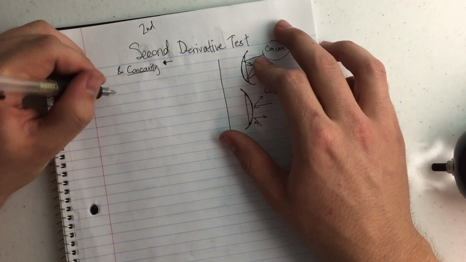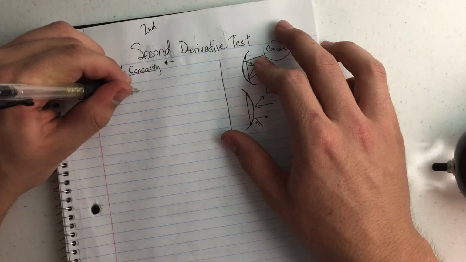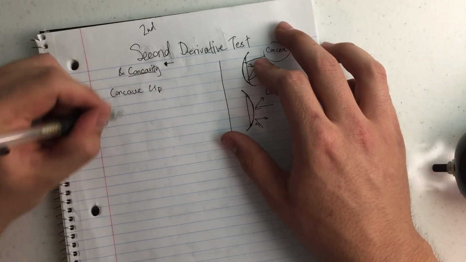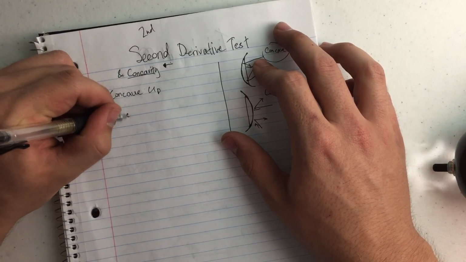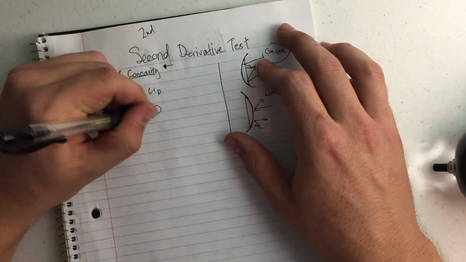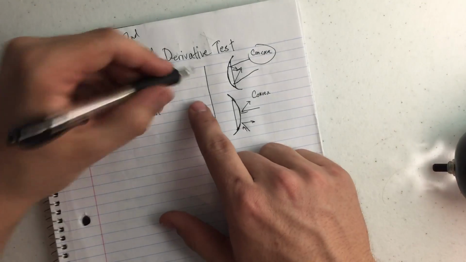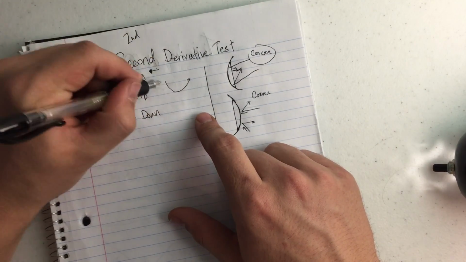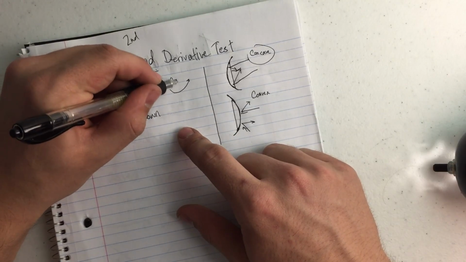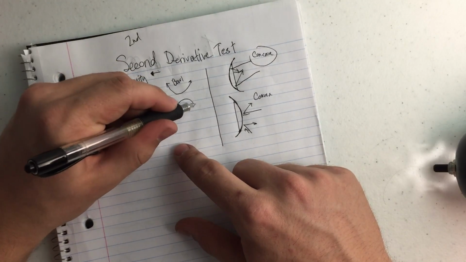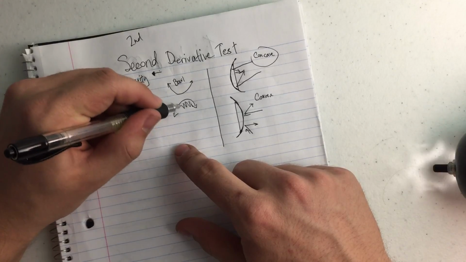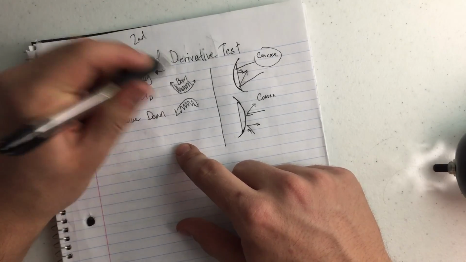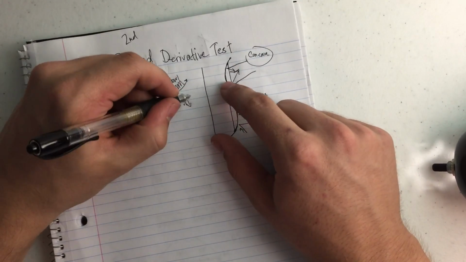So we're going to have two types of concavity, concave up and concave down. Some examples of that: concave up would look like this. Think of it like a bowl. And then concave down would be like that. So if I shaded it, this would be like a bowl, and this would be kind of like a hill.